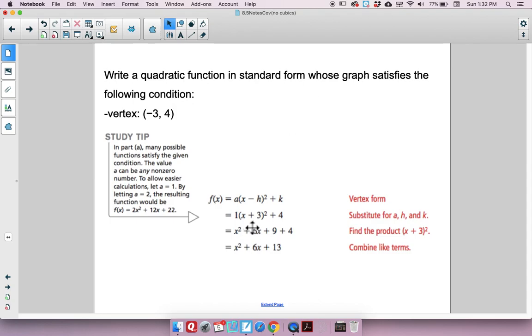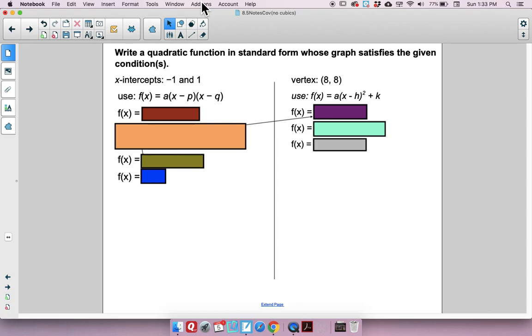Sure. Square your binomial. First term squared is x squared. Double the product of the two terms is 6x. Square the last term is 9. If we multiply all that times 1, it basically stays the same, right? And then we still have the plus 4 here. Combine our like terms, and we're x squared plus 6x plus 13. Okay. All right, so let's try some of those.